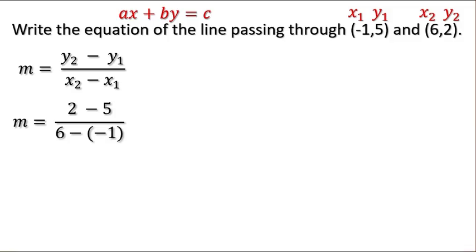So double negatives will become positive. 2 minus 5 equals negative 3. Then 6 plus 1 equals 7. So the slope is negative 3 over 7.